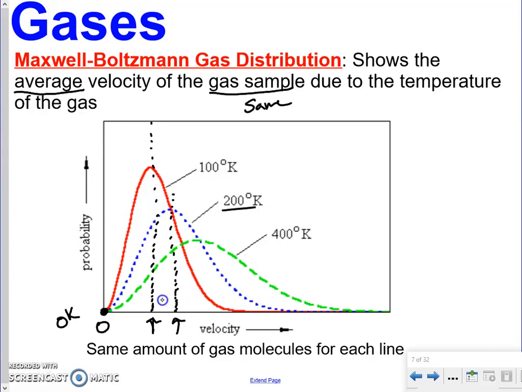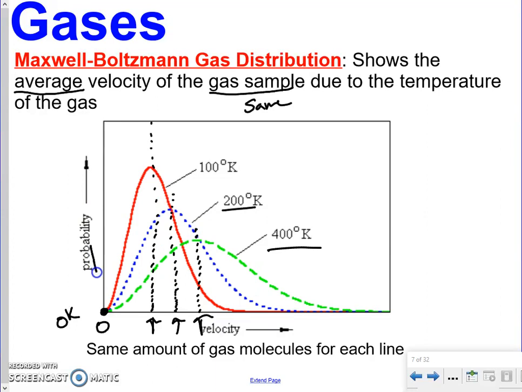Okay, notice the next one. We have our center point again at the top of this hump, and we're going to go all the way down. Notice it's got a higher velocity as well. And that's because it's now at 400 Kelvin. Notice what's happening with these curves.